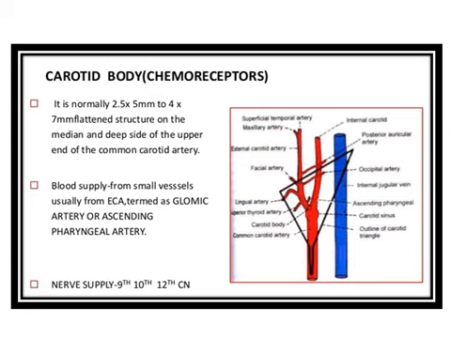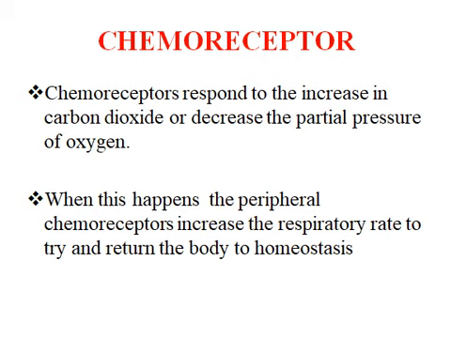Now coming to the function of the carotid body. It is a chemoreceptor that responds to an increase in carbon dioxide or a decrease in the partial pressure of oxygen. When this happens, the peripheral chemoreceptor increases the respiratory rate to try and return the body to homeostasis.